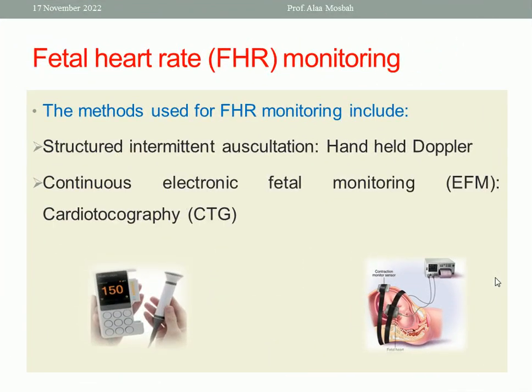The second item in intrapartum fetal assessment is the fetal heart rate monitoring. As you see in the picture, this is the handheld Doppler, called a Sonicaid. This is a monitor showing the fetal heart rate. This is a probe, used with gel applied to the abdomen of the woman at the site where the fetal heart sound can be heard most clearly.